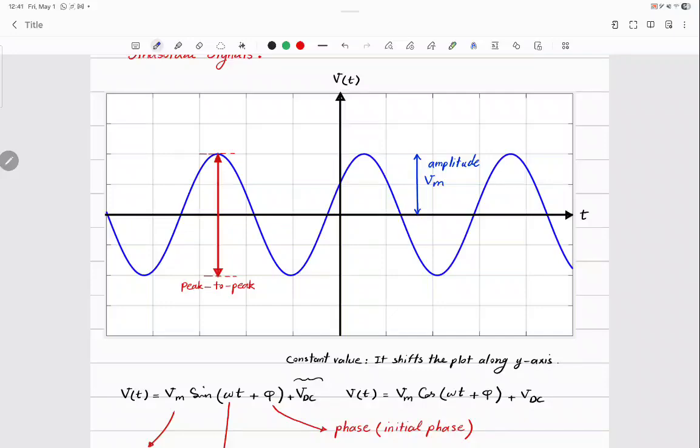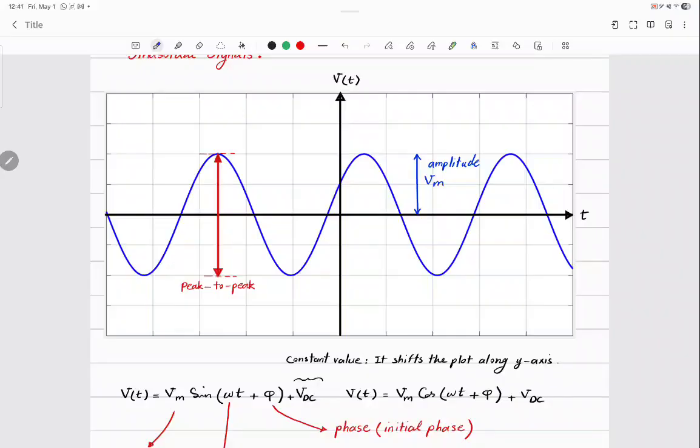Should I also define t or no? T is time. It's a variable. You're not supposed to have a value for that. If you have, then this is not a function anymore. It's just 1 point. Okay? So t is a variable.